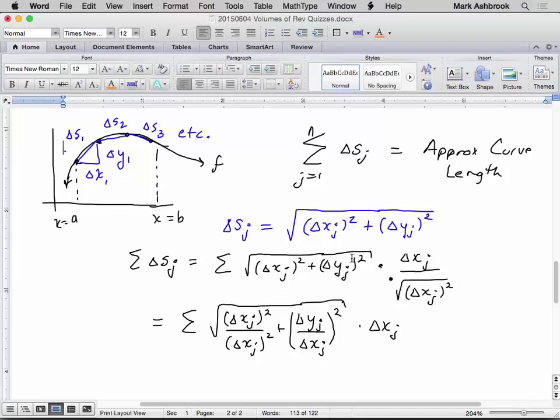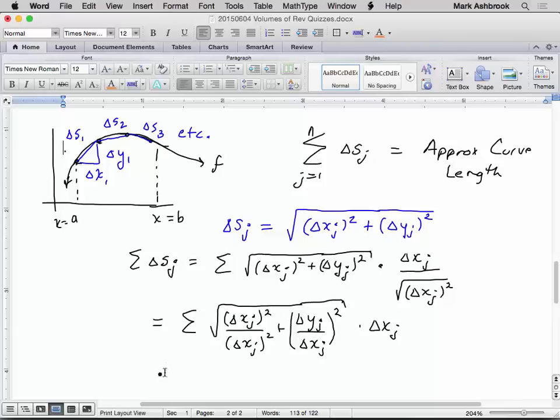Okay, not bad, right? Again, what did I do? I multiplied by 1, then I grabbed this thing that was square root and I combined it with that and left this out here. And so then this term will go underneath that, and this term will go underneath that, and that'll be delta yj over delta xj quantity squared.